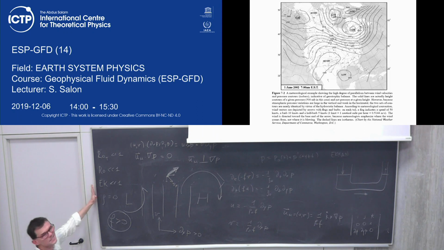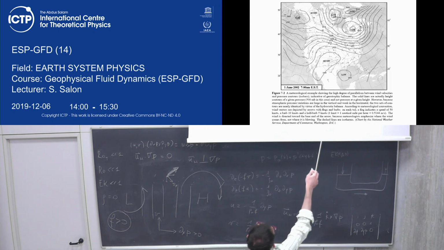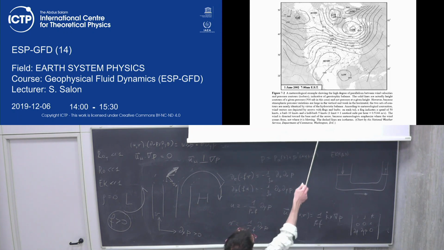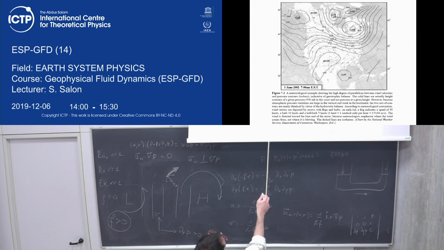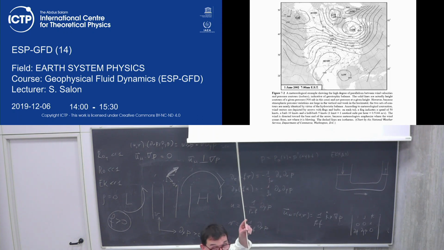Of course, this is ideal, no? Otherwise, it would be very, very easy to describe our flows in the atmosphere and in the ocean. So we can actually represent things like this. So this is the jet stream over North America. We have a higher pressure center here with the wind blowing in this direction, and here we have a low pressure. Of course, this is not at the surface, okay?